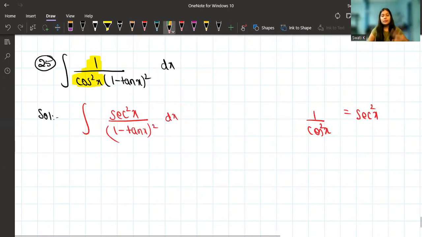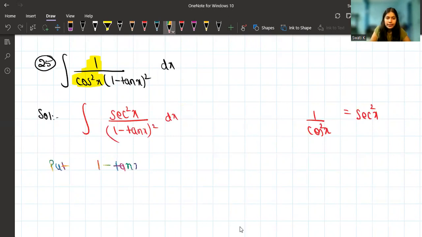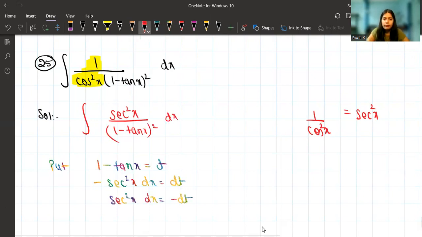Now here, after simplifying this, it is very simple to do the derivative. We are simply going to put 1 minus tan x as t. Now derivative of 1 is 0, so no need to write down that, minus sign as it is. Derivative of tan x is sec square x. So that is why it is sec square x dx equals dt. So this is nothing but sec square x dx equals minus dt. Okay, so therefore we can write down this as integration of minus dt upon 1 minus tan x, that is t, so it is t square.